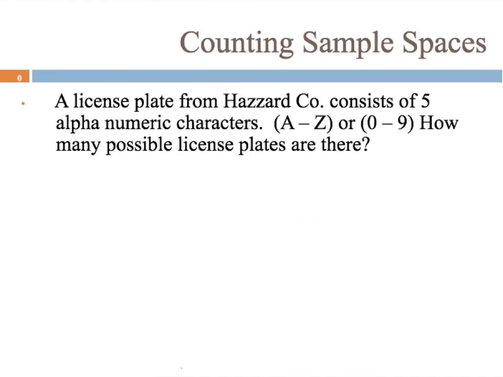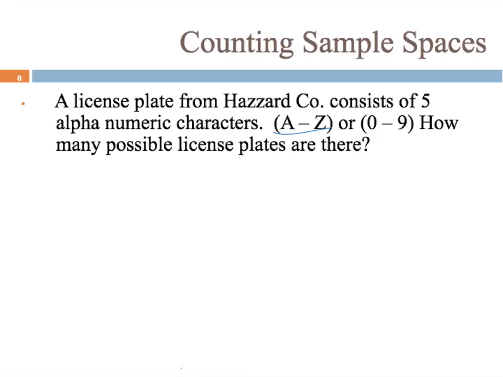In this example, a license plate from Hazard County consists of 5 alphanumeric characters. By that we mean either letters or numbers. How many possible license plates are there? Notice it doesn't really give us any rules about whether or not letters or numbers can repeat, so we'll just assume that they can.